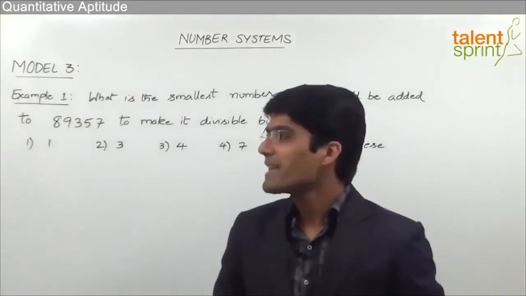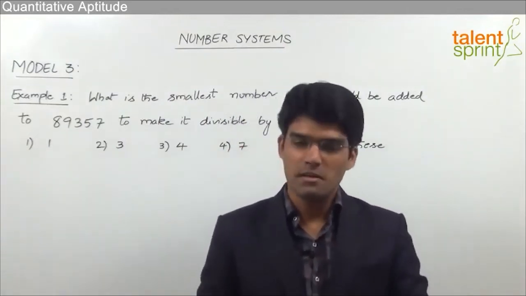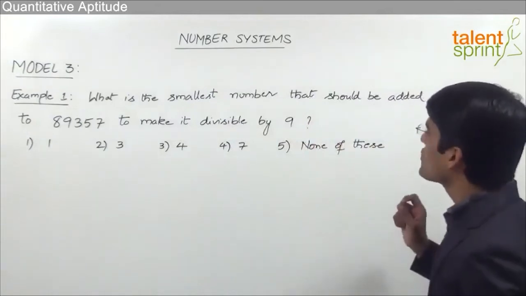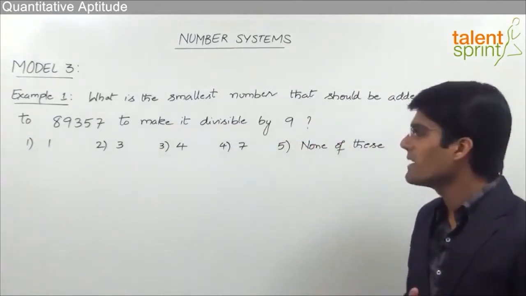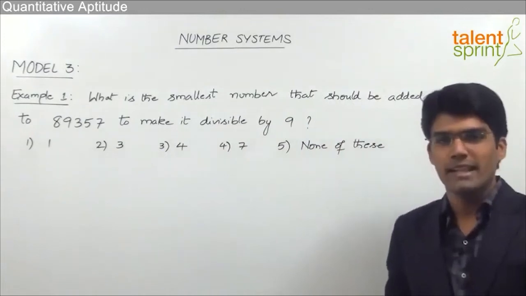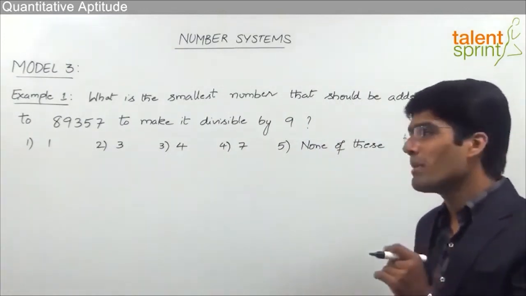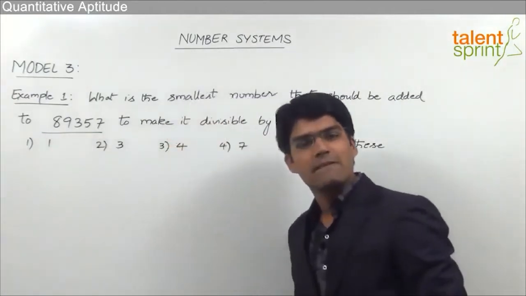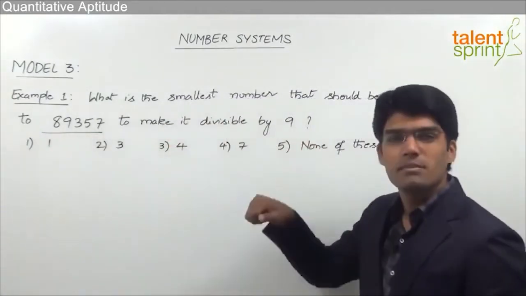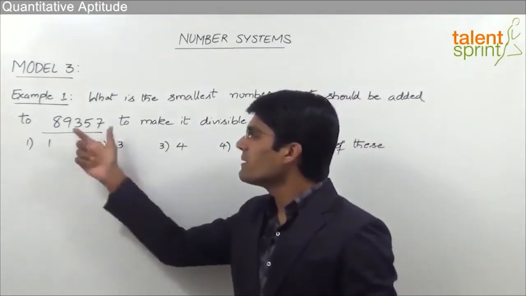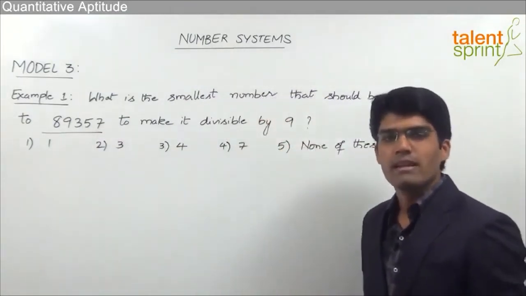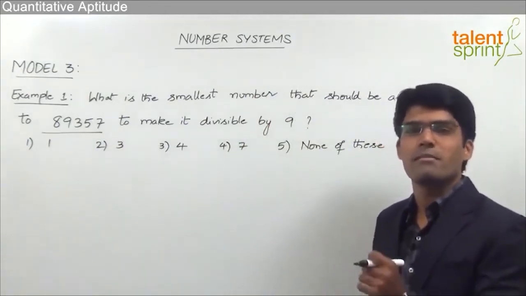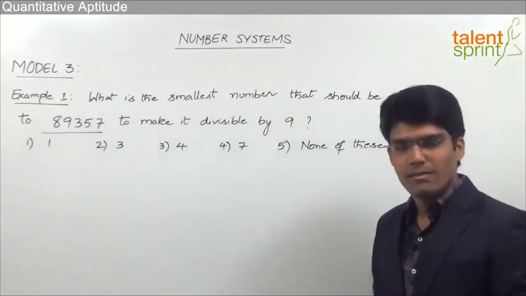Let us now take the first example from model 3, which is based on the divisibility rules. The question here is, what is the smallest number that should be added to 89357 to make it divisible by 9? So we need to find out what smallest number has to be added to 89357 such that it becomes divisible by 9. That means as of now, the given number is not divisible by 9. If we add something, only then it becomes divisible.